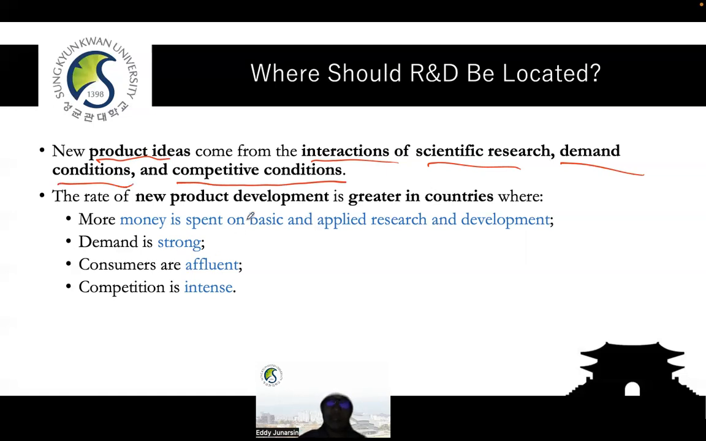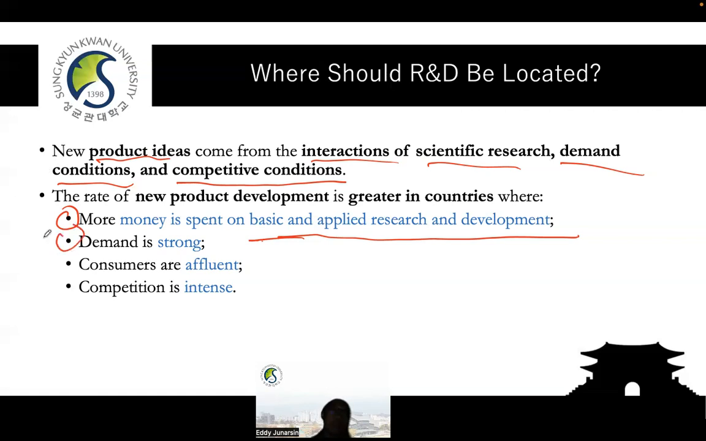So new product development is greater in countries with more R&D, both basic and applied research. Basic research means publications in academic journals by universities or research institutes. Applied research is conducted by corporations. For example, you have an internal research division for product innovation, new technologies, new formulas, new materials, and also market research, to research the market all the time, funding and all other things.